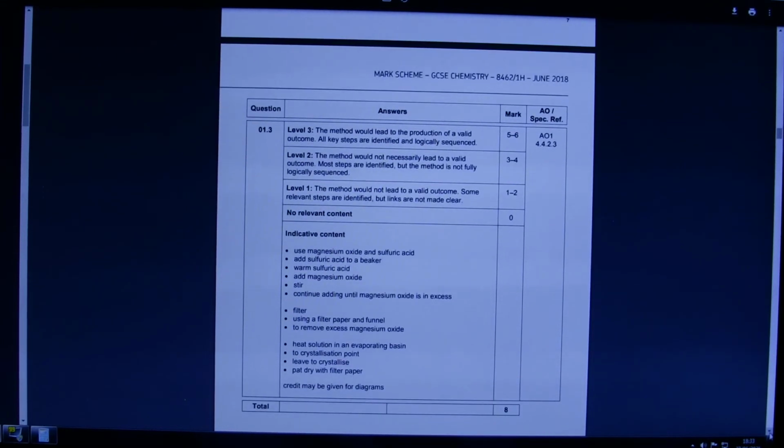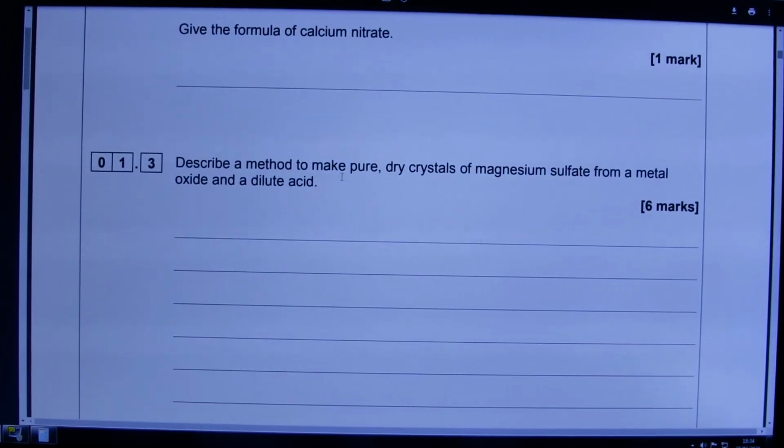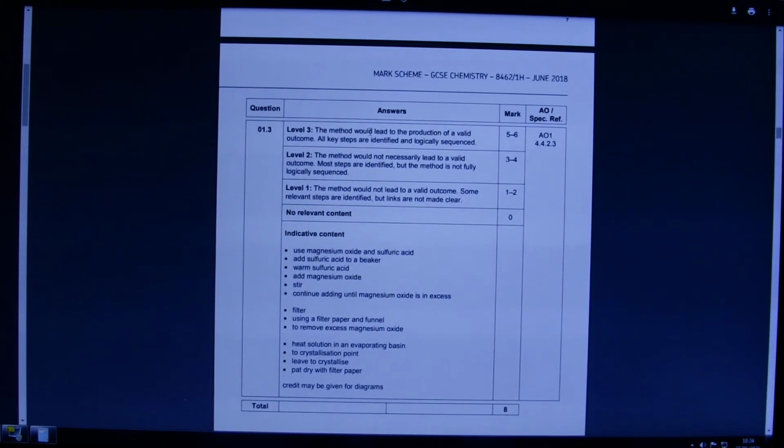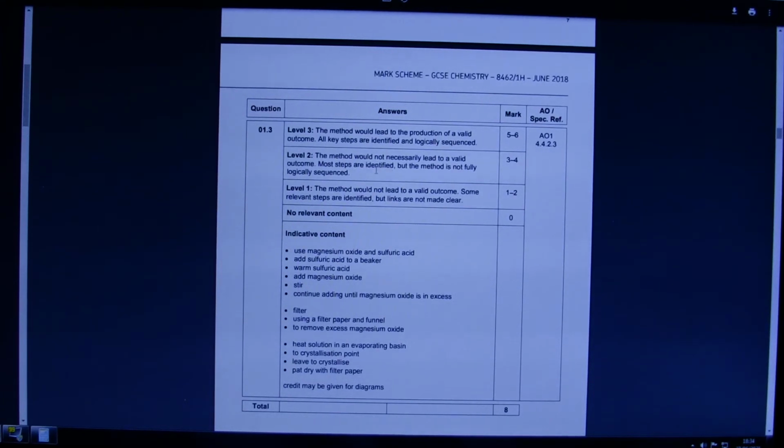Level 3, the method would lead to the production of a valid outcome. Was this the one where it said your method must be valid? 1.3. Where's 1.3? Describe a method to make pure dry crystals of magnesium sulfate. Yes, it wasn't that one. I do recall it. Has to actually work and be identified and logically sequenced. Would not necessarily work, but most steps are identified and it's not logically sequenced is worth 3 or 4 points, and the method would not lead to a valid outcome. But some relevant steps are identified, is worth 1 or 2 points. Wow.